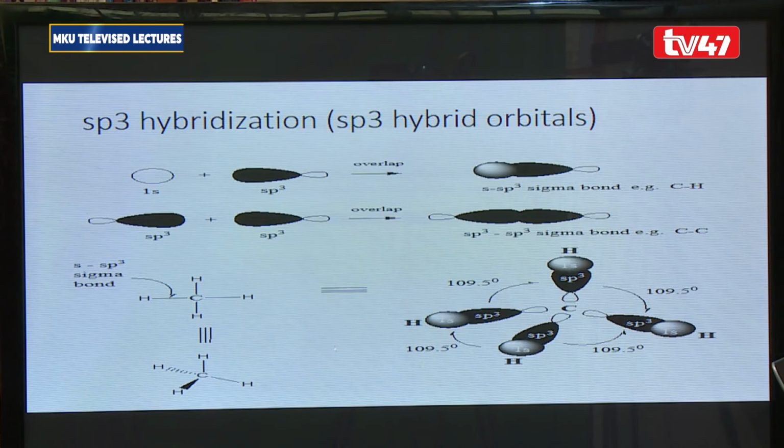The important thing is the type of bonds that are formed. The bonds formed in sp3 hybrid orbitals are what we call sigma bonds, bonds that are capable of rotation, and these are the bonds that you find in carbon bonded either to itself or to other elements in single bonding.